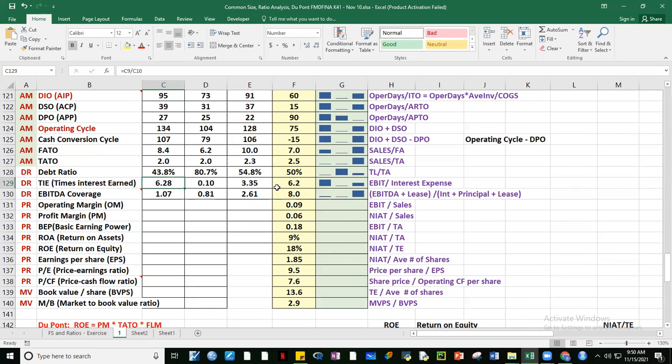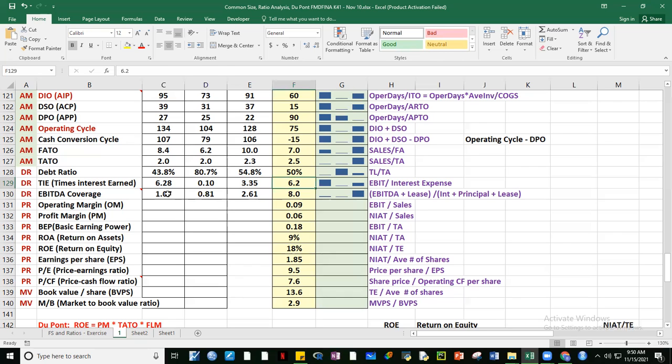EBIT divided by interest expense. Okay? So, ang TIE guys, yung times interest earned, it tells us how much EBIT, how much operating profit do we have for every 1 peso interest expense. So of course, the higher, the better. Kasi ibig sabihin nun, ito 6.28, meron tayong 6.28 na profit to pay a peso of interest expense. Although dito noong 2020, medyo bumaba talaga kasi nga nag-incur tayo ng mataas na interest expense tapos ang baba ng operating profit natin. Okay? So we are at par with the direct competitor, 6.2 sila.